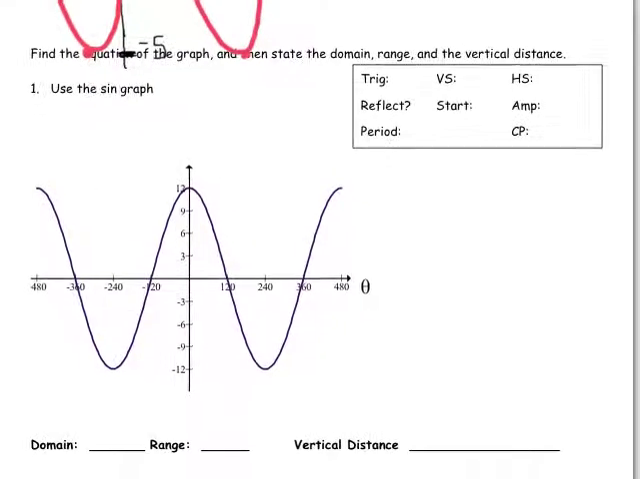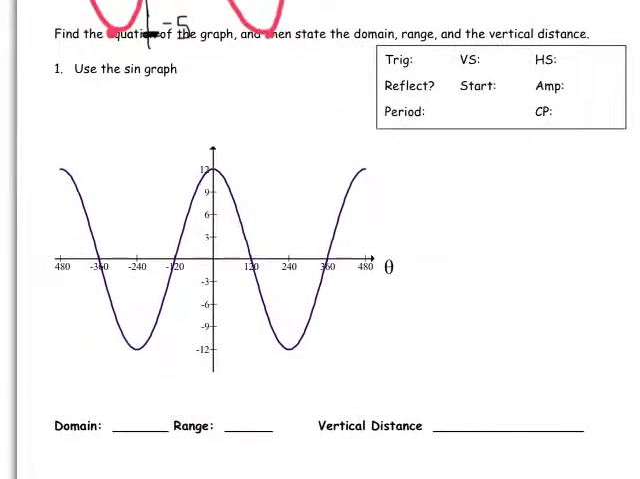All right. So what we're doing today is finding the equation of the graph and then stating the domain and range and the vertical distance. So notice it tells you to use a sine graph. I am going to tell you which one to do, because if you look at this trig function, sine is this S shape. So you could do this as your S shape, or you could do this as your S shape. So that would be for the sine graph.